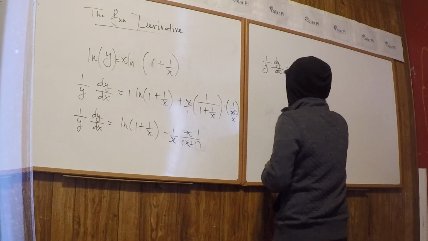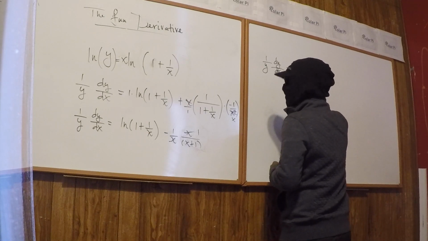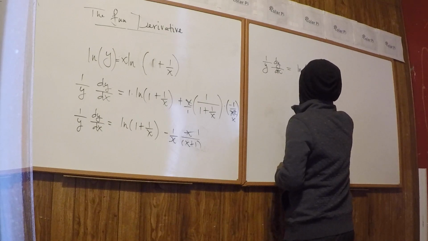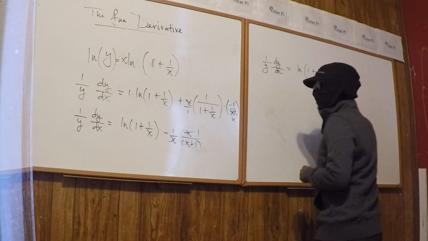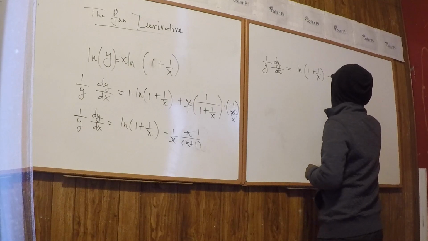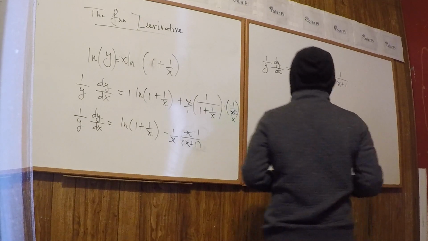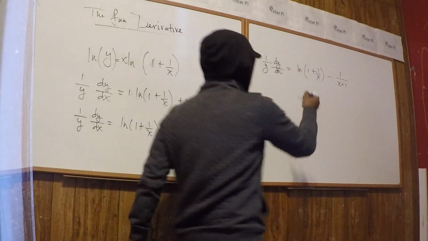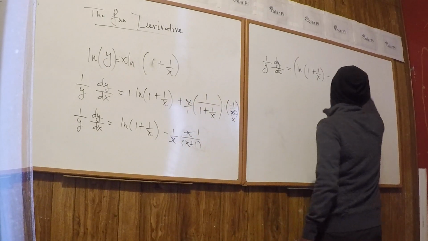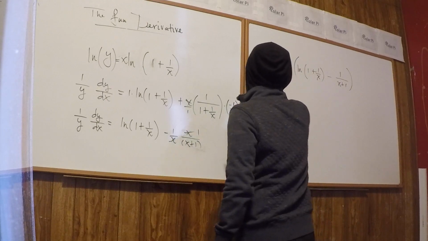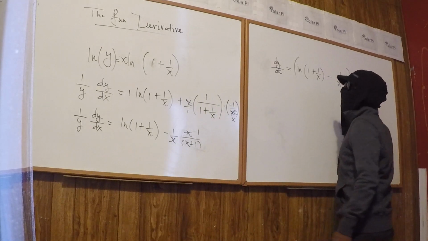Okay, so we get natural log of 1 plus 1 over x, and then minus 1 over x plus 1. The only thing left to do is to put this in a giant parenthesis and multiply both sides by y so as to get rid of that.